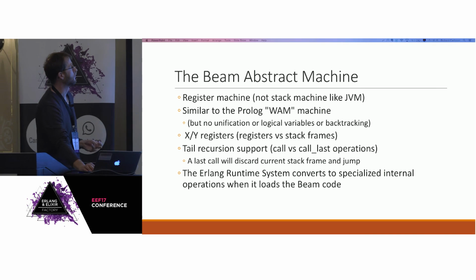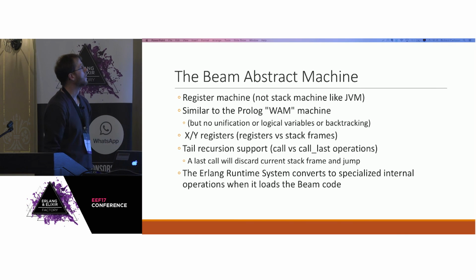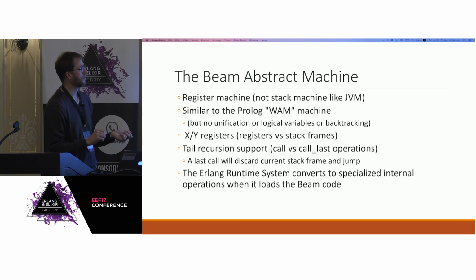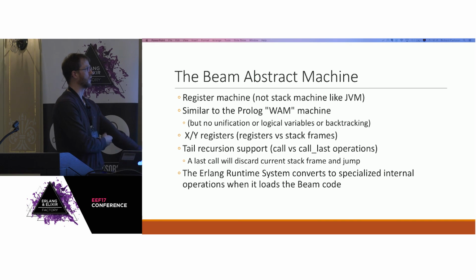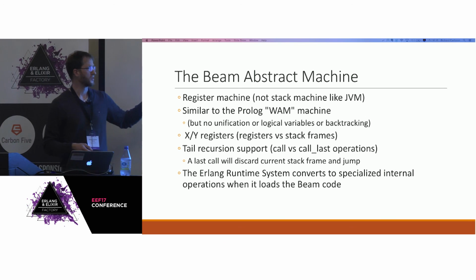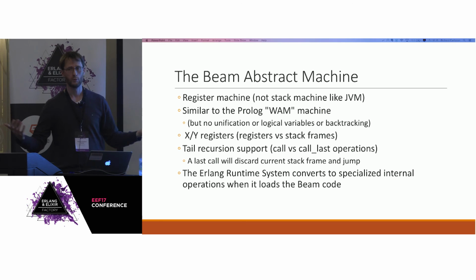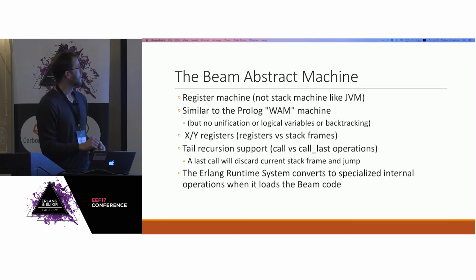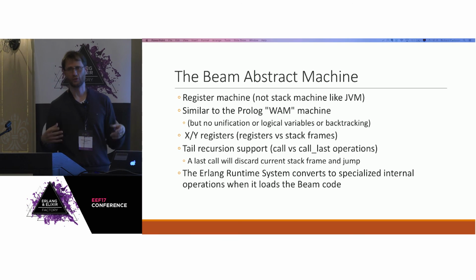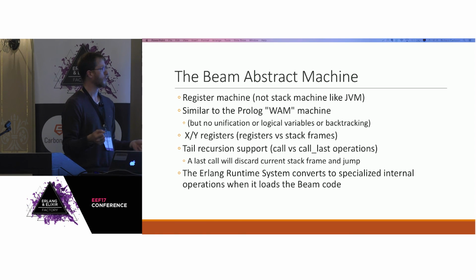So let's quickly describe the Beam abstract machine. It's a register machine. It's not a stack machine like the JVM, similar to the old Prolog WAM machine, but it doesn't have unification or logical variables or something. Instead, it has what's known as X registers and Y registers. And X registers are registers, so they contain one word. Y registers are slots in the current stack frame. So Y1 is the first slot, etc.